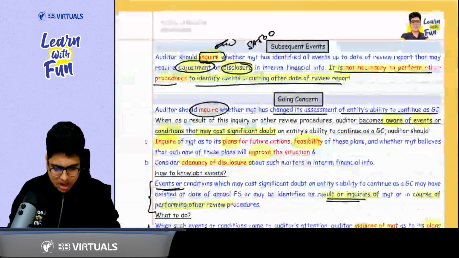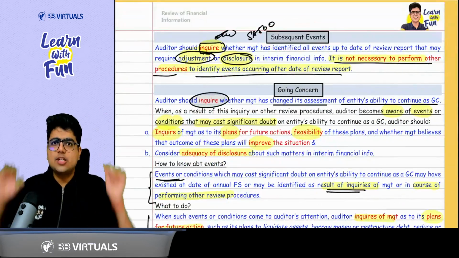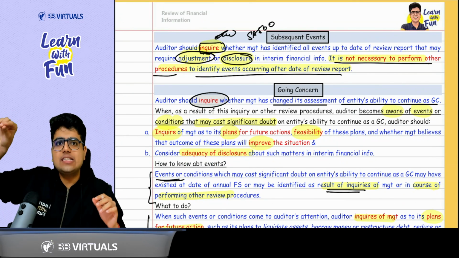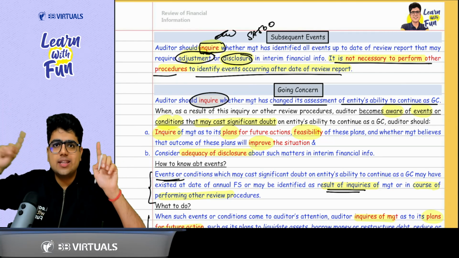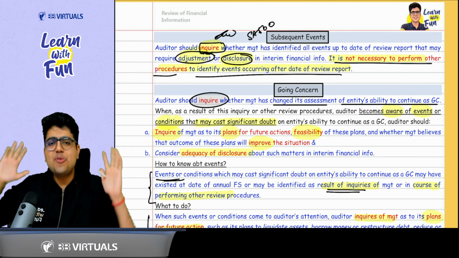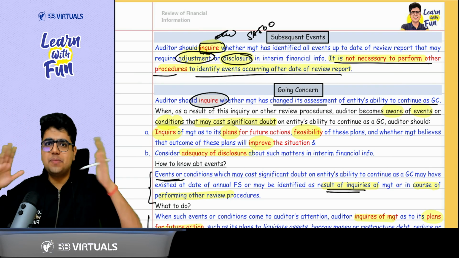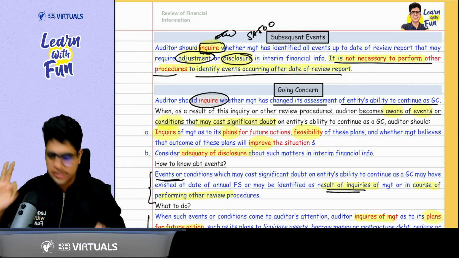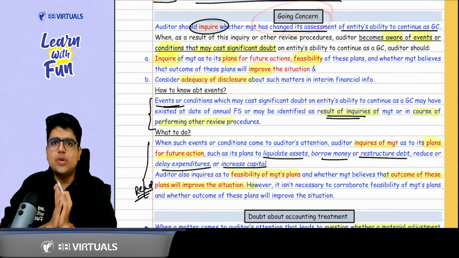Yes, sir. Now comes the next point about subsequent events. Sir, in the case of subsequent events, are we required to do everything of SA 560? No, just one thing, inquire. Inquire about the events requiring adjustment or disclosure in the financial statement. That's all you have to do. Got it, sir. Sir, what about going concern?